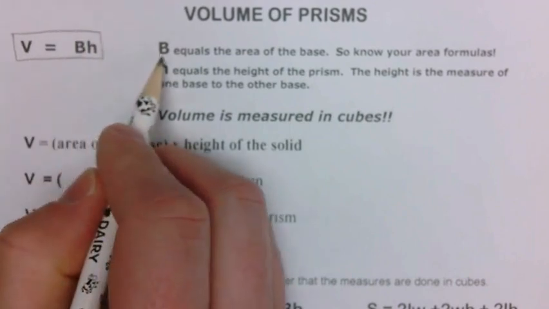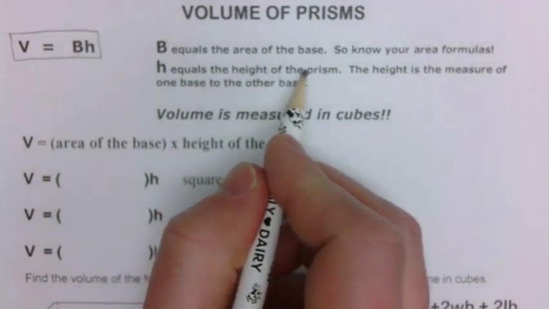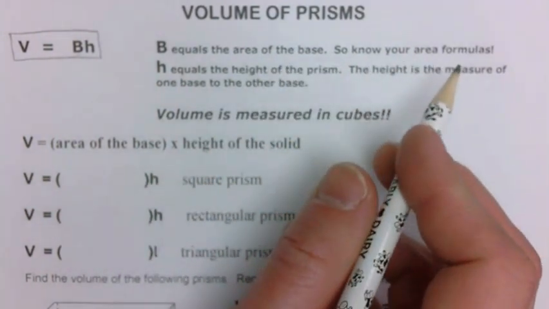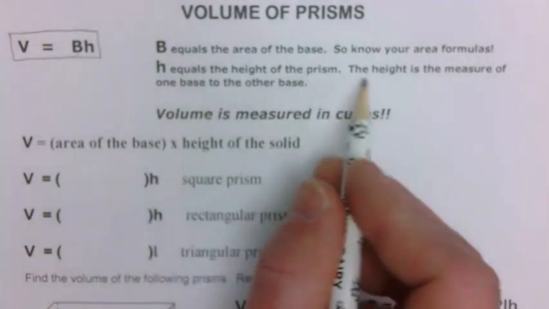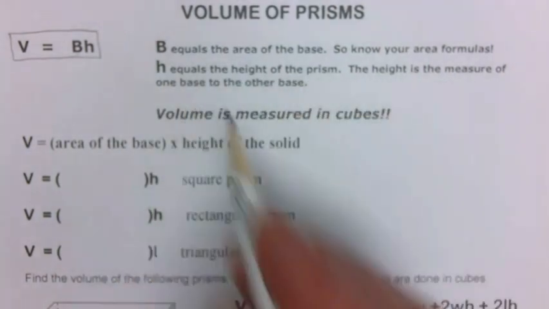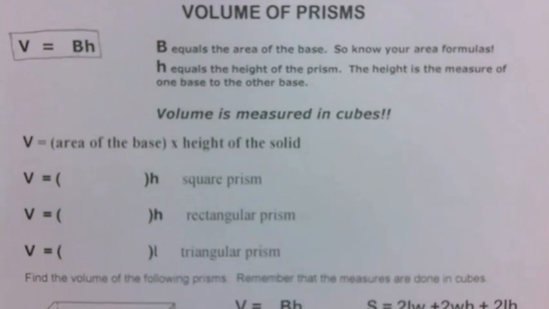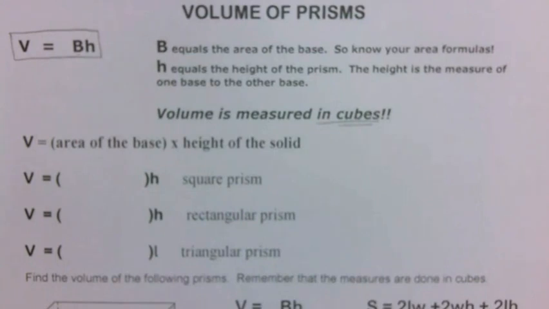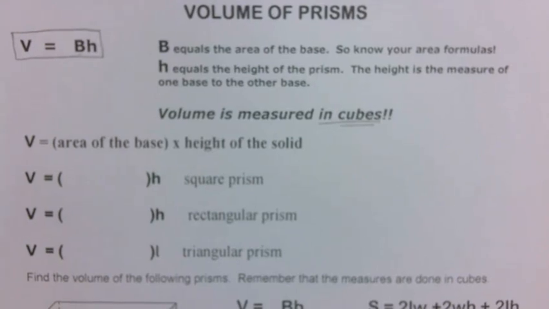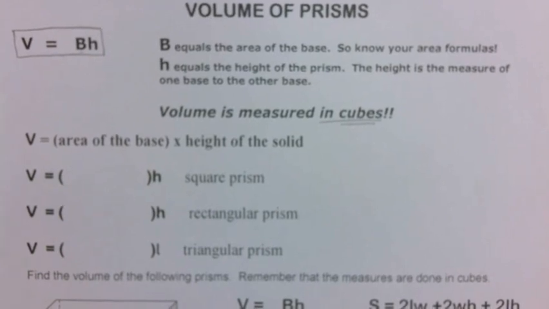All right, capital B equals the area of the base. So we need to make sure that we know our area formulas. H is going to be the height of the prism. The height is always the measure from one base to the other base. Volume is measured in cubes, so our units will always be raised to the third power whenever we do a volume question. Okay, so again, to calculate the volume of a prism, we have to do the area of the base multiplied by the height.